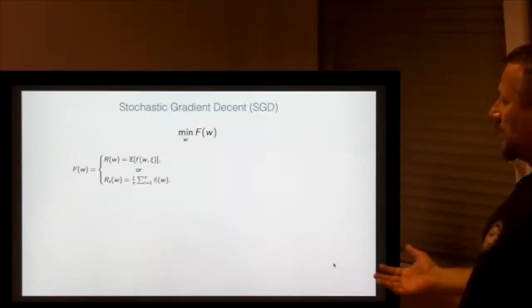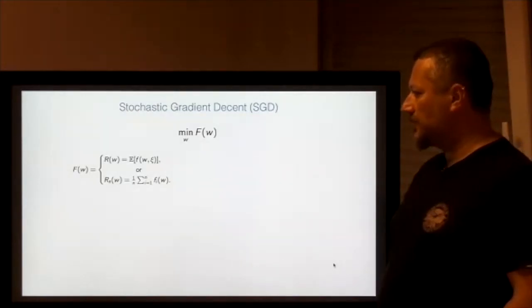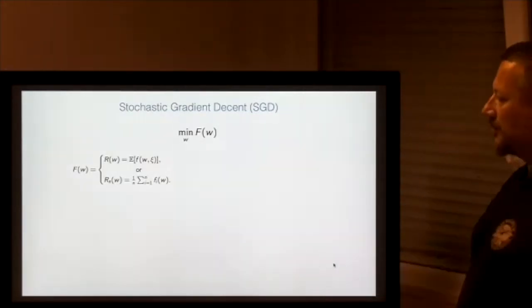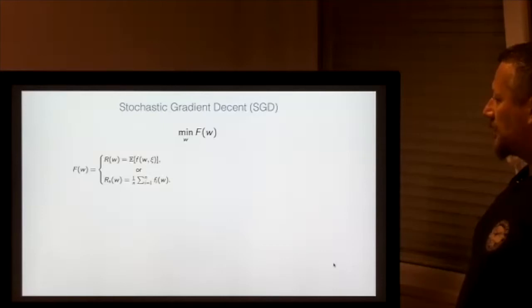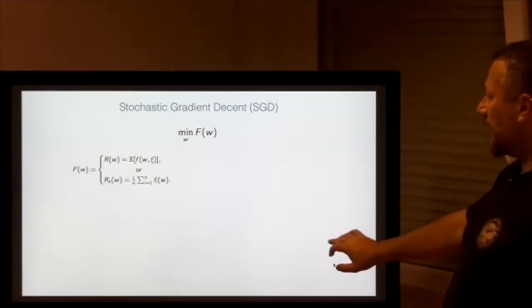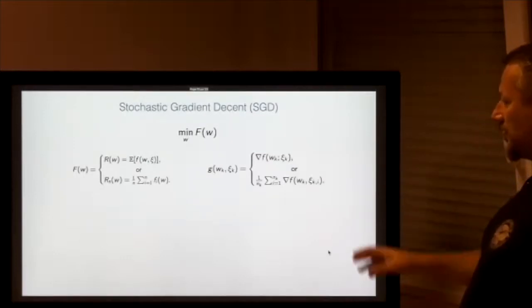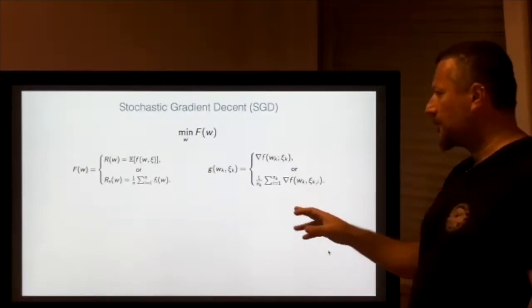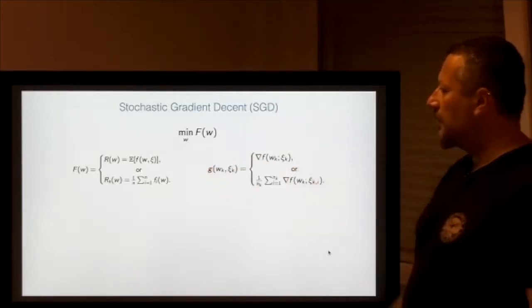And here the capital F is either the expected risk function or the empirical risk function. But in this class, it will be nearly entirely the empirical risk function. And then we define this gradient function. It's not just a gradient. This is a stochastic gradient, which is an approximation of the gradient of the capital F.